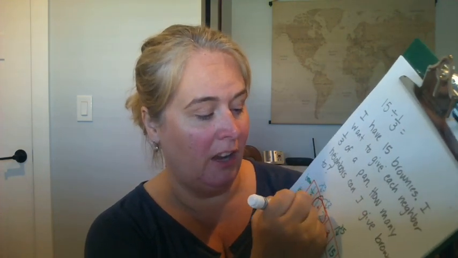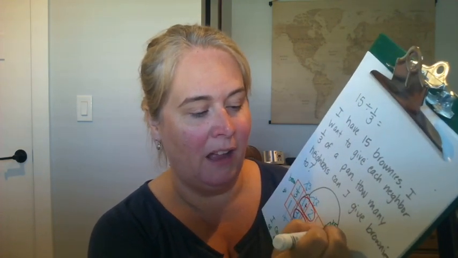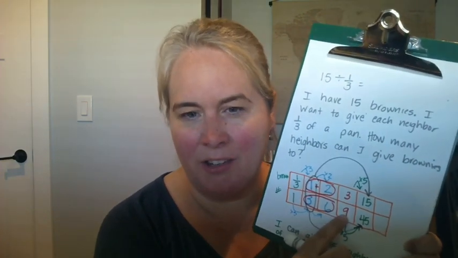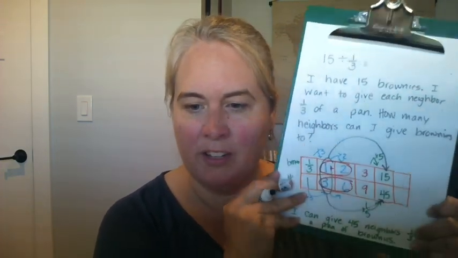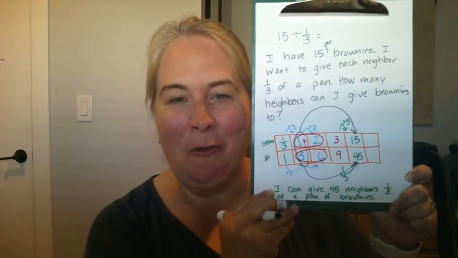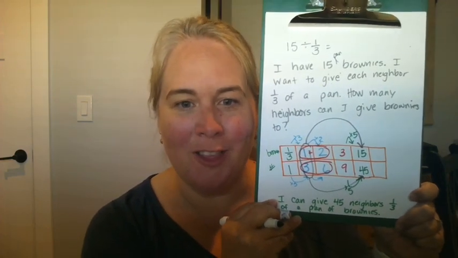I could have gone here and multiplied all the way to this spot without doing these other steps. But I just wanted to show you those other steps. So I can give 45 neighbors 1/3 of a pan. I better add that in. I hope you guys caught that mistake. I can give 45 neighbors 1/3 of a pan of brownies.